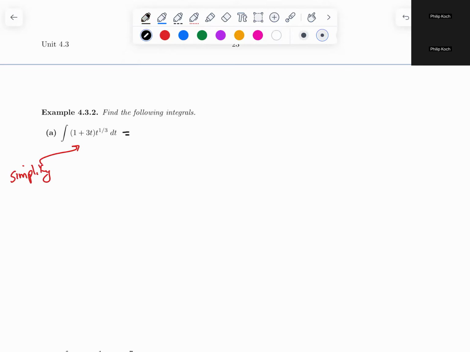Many students, especially once we get to 4.5 and 4.6, will want to look at this and say, oh, u is equal to 1 plus 3t. You don't need to do that. Unnecessary work. This one is just as simple as it looks. You just need to distribute the t to the 1/3. And we'll get the indefinite integral now of t to the 1/3 plus 3t to the 4/3 dt.